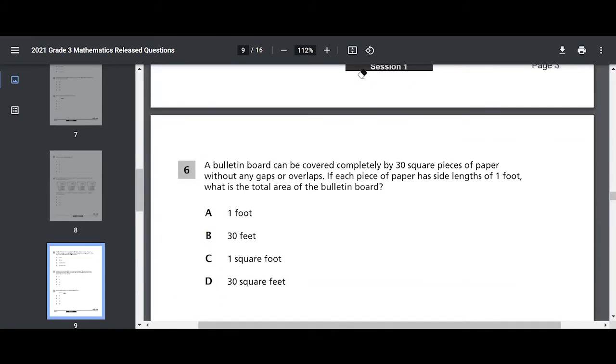Question number 6. A bulletin board can be covered completely by 30 square pieces of paper without any gaps or overlaps. If each piece of paper has side lengths of 1 foot, what is the total area of the bulletin board? Pay attention, this is an area question, and we know area equals length times width.